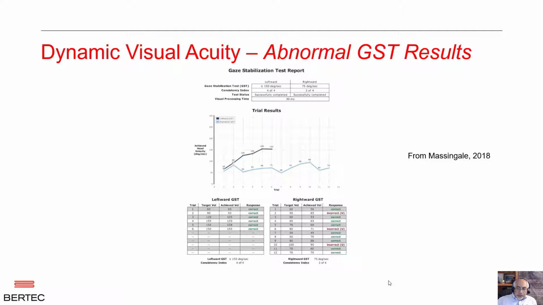Here are the GST results for a patient with the right-sided lesion. As you can see, the GST velocity threshold is much lower at 75 degrees per second for rightward head movements compared to the GST of greater than 150 degrees per second for leftward head movements. This suggests that the patient will have an abnormal DVA for rightward head movements, which in this case he did. This also gives the therapist a good starting point at 75 degrees or slightly below to start head-eye coordination exercises.